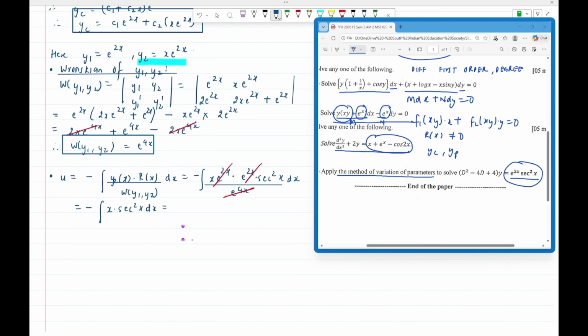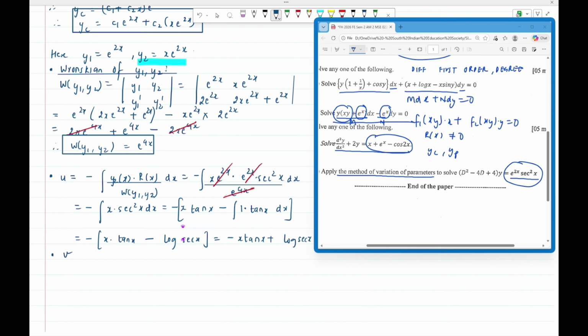Using integration by parts, this is going to be negative x times the integral of sec square x, which is tan of x, and then minus integral of 1 into tan of x dx. So this is negative x tan x minus integration of tan of x, which is log of sec x. So this becomes negative x tan x plus log of sec x.